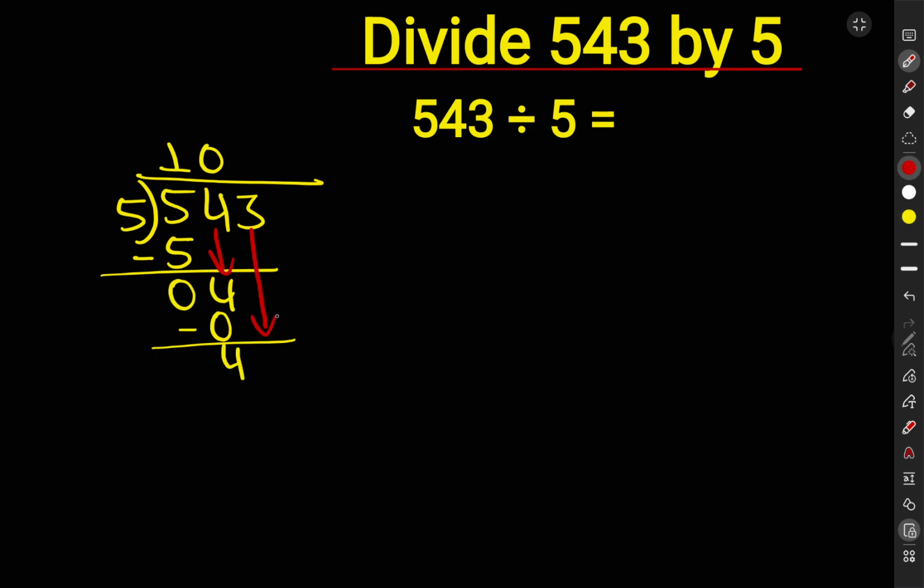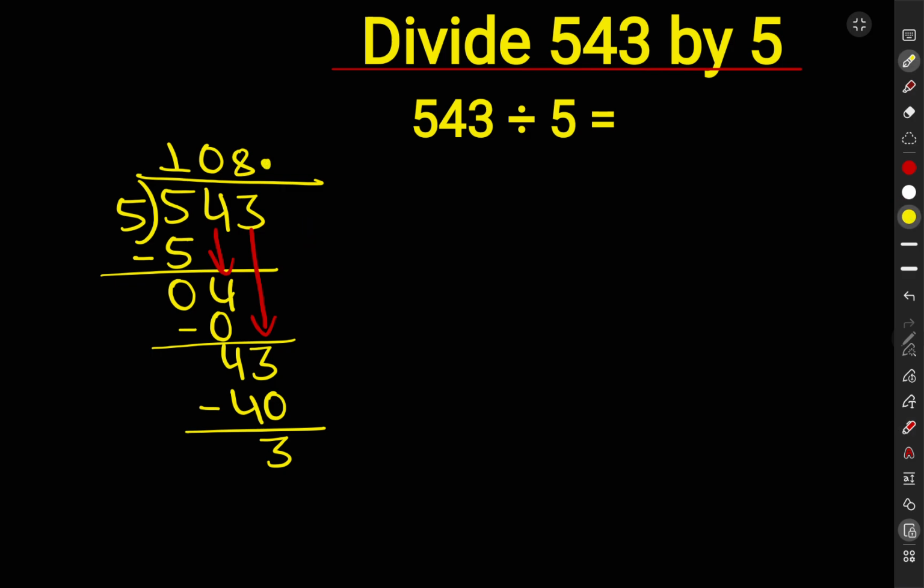So now we put down this 3 and it is 43. 5 times 8 is 40. On subtracting we get 3. So now we have no other number to put down.